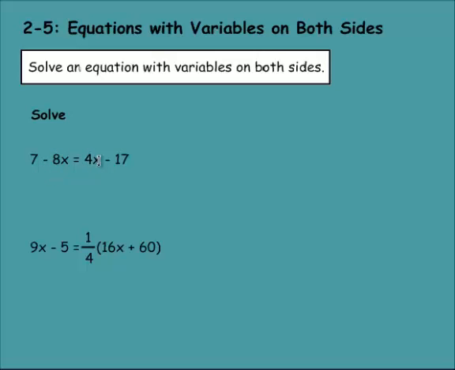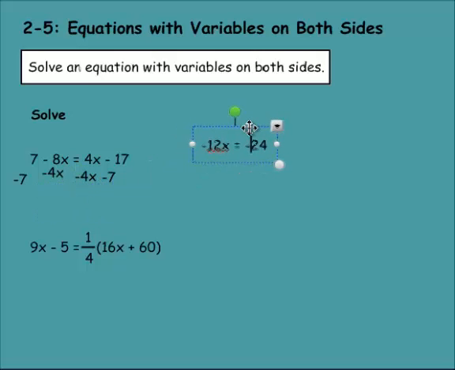So let's move the positive 4x to the left, so I'd do minus 4x on both sides. Okay, so then this turns into 0. I have negative 8x minus 4x, which would give me negative 12x. And I have positive 7 over here, so I'd subtract 7 from that. So negative 17 minus 7, 2 negatives, so that'd be negative 24. So negative 12x equals negative 24.